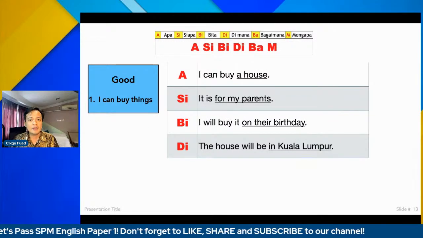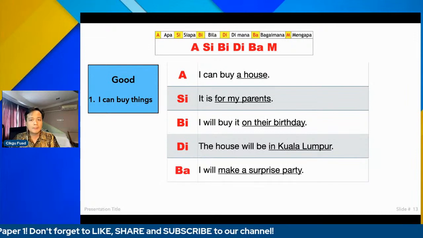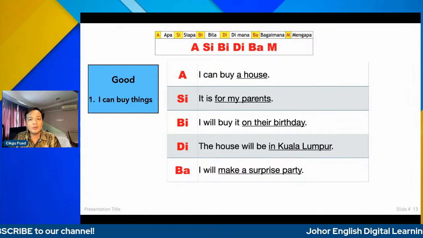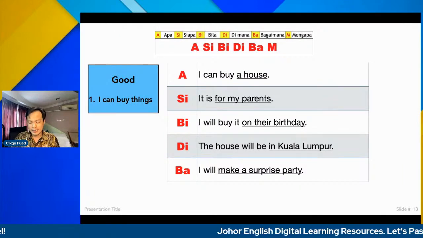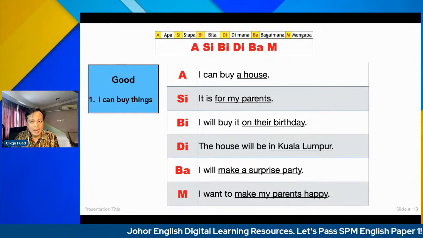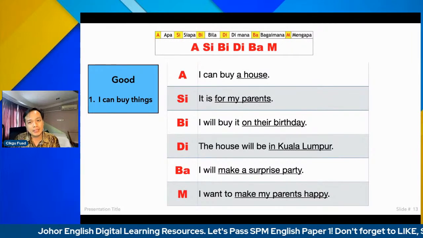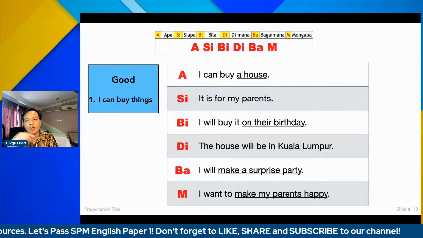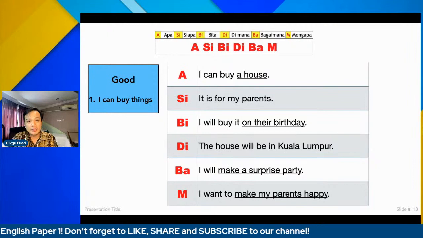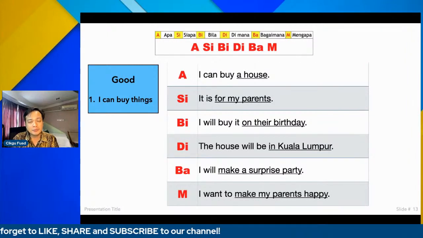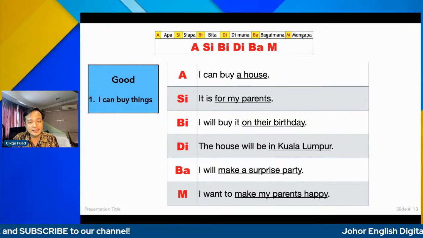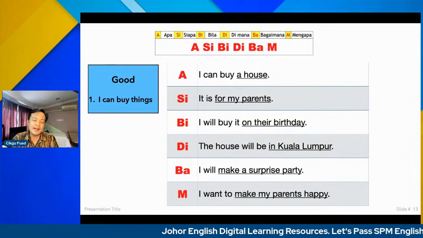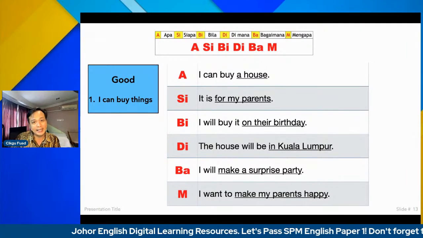Where? The house will be in Kuala Lumpur. How do I make the surprise, the birthday gift? I will make a surprise party. And M, why? Because I want to make my parents happy. So now, if you combine all the sentences from RCBDBAM, you will have a 6-sentence paragraph. It's not that difficult, right? If you need to screenshot this, do screenshot, because I will have to proceed to my next slide.